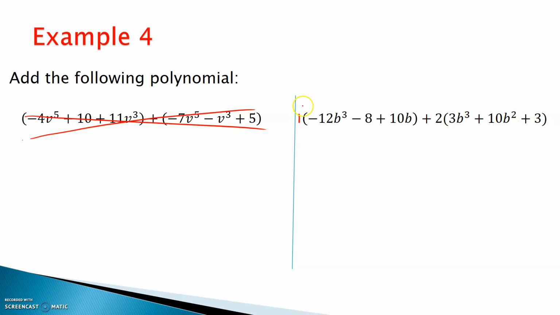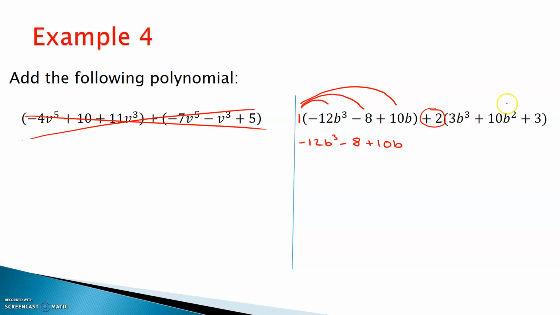Yeah, there's a 1. 1 times negative 12b to the third. Okay. Negative 12b to the third. What's negative 1 times negative 8? The next term here is just minus 8. What's 1 times positive 10b? It's positive 10b. Okay. But this next time around, I have a positive 2, so be careful.